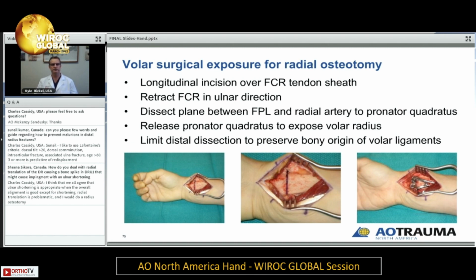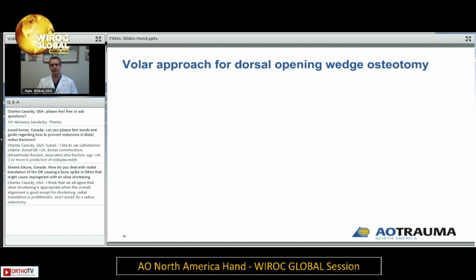There's a longitudinal incision over the FCR. We track the FCR to expose the plane down to the pronator quadratus, and you release the pronator. And then you want to limit the dissection whenever possible to preserve the bony origin of the volar ligaments, which is here. We don't want to go distal to that and detach them and create dorsal volar instability in the carpus.